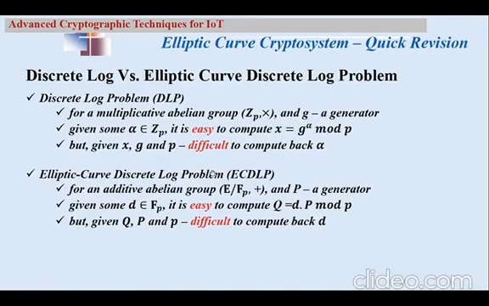A similar analogous problem exists in the elliptic curve cryptography field also. As I have said, given this abelian group E defined over Fp generated from P, if we are given d, then it is easy to compute d into P, which is equal to Q. However, given Q, P and this modulus p, it is difficult to compute back the multiplier scalar d. So this problem is known as the elliptic curve discrete log problem, which is considered to be hard.